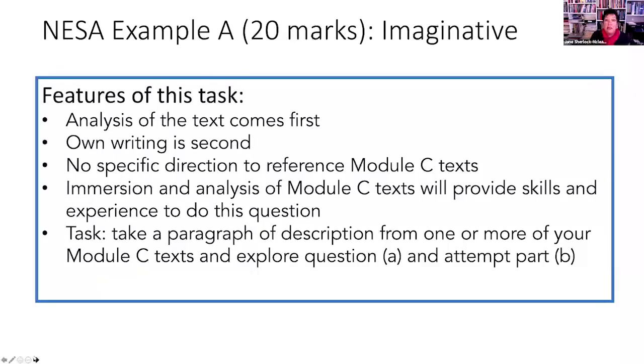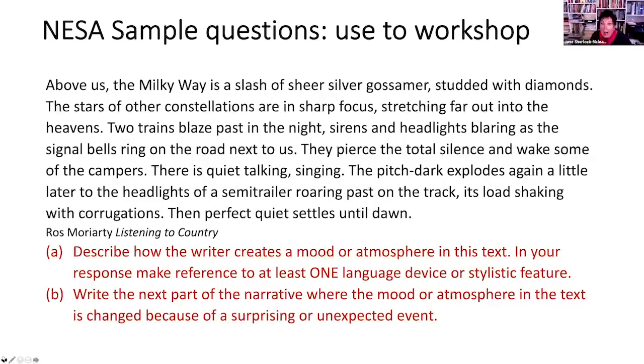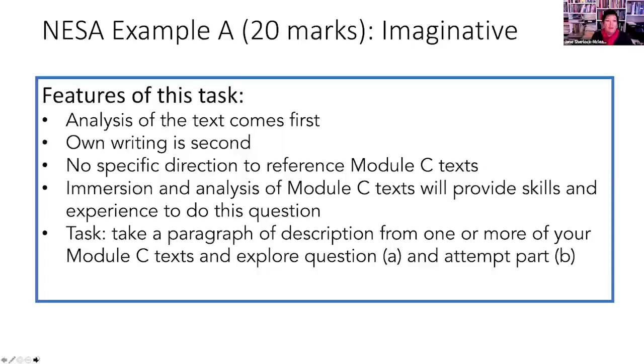Now, what's interesting is in this case, the analysis of the text comes first. The first part was: describe in what ways the writer creates a mood or atmosphere, making reference to at least one language device, and then you do your own piece. So it is possible that you would analyse the piece and then come back to writing your own piece. It doesn't matter what order this is given in, you just have to accept it. So the analysis came first, your own writing was second.